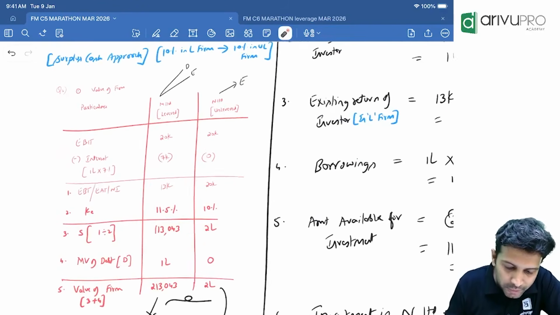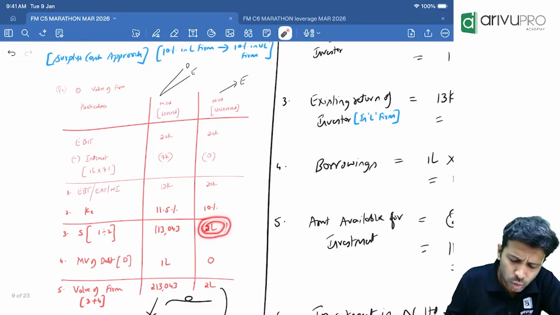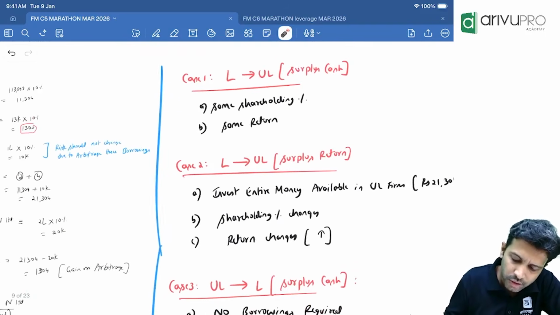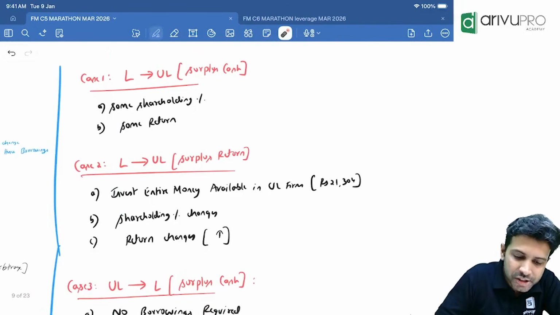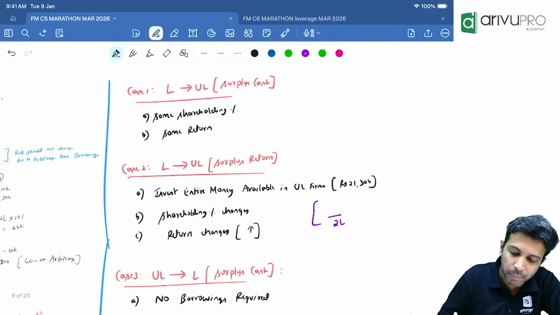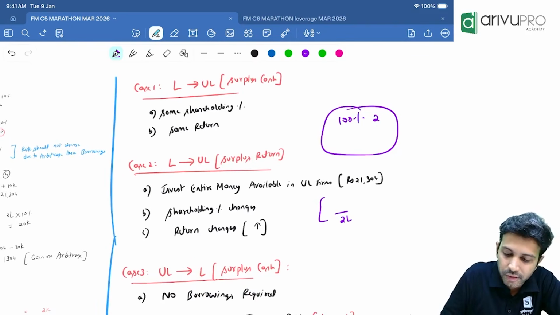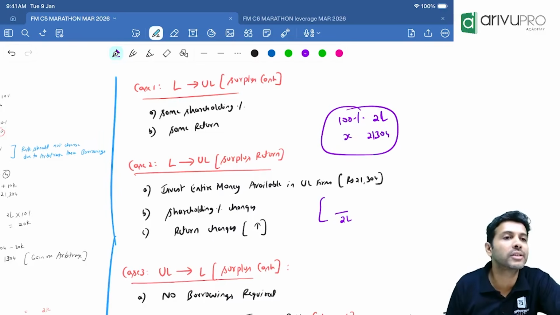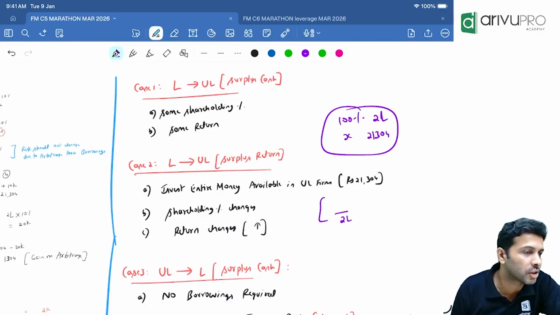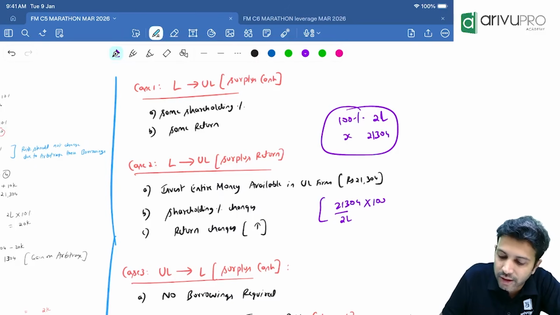Sir, to buy 100% of N Limited, how much money do you need? 2 lakh. Are you investing 2 lakh or 21,304? So with the 21,304, how many shares can you buy? To buy 100%, we need 2 lakh. It's like this Dabba approach. With 21,304, how much is the shareholding percentage? Calculate. So basically 21,304 divided by 2 lakh into 100. How much?